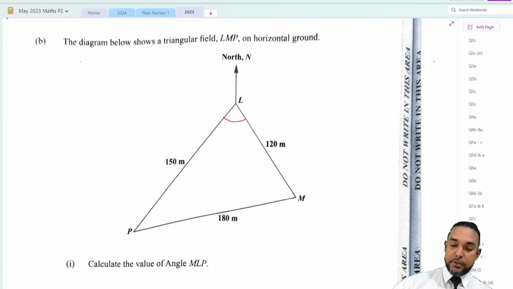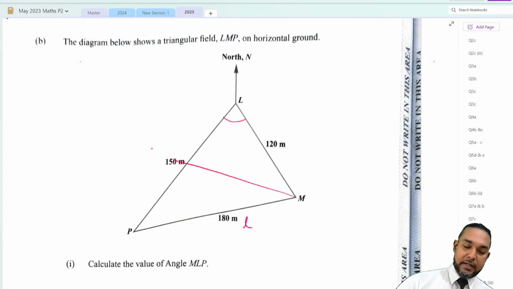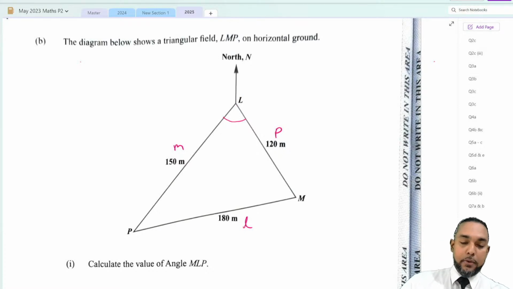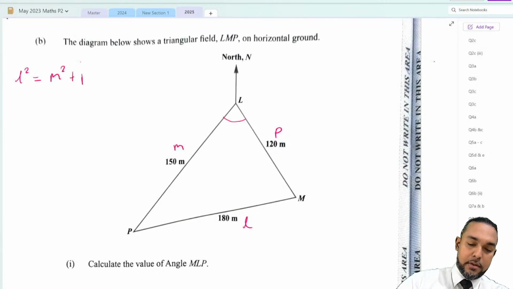Now, let's just get the letters going. If this is L, and that's the angle we're looking for, the side across from, or opposite to, angle L is side l. If this is vertex M and angle M, that length across from it is small m. And if this is P, that side across there is small p. So now we're looking for angle L. Normally we would start by saying, using the cosine rule, l squared is equal to m squared plus p squared minus 2 times m times p times the cosine of angle L.